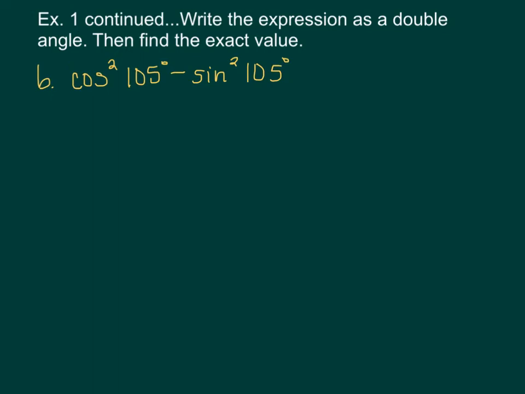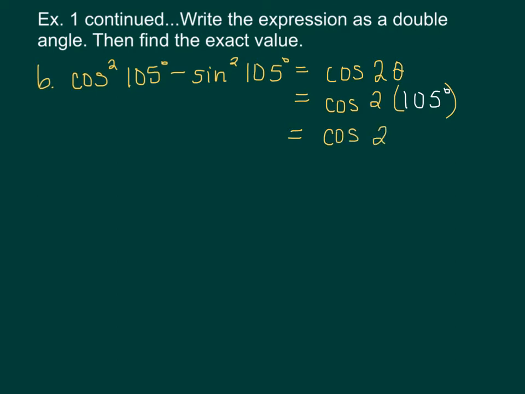Okay, continue with example 1. This is example B. Cosine squared of 105 minus sine squared of 105. That follows the same formula as cosine, or the double angle of cosine. And this time our angle is 105 degrees. So I'm just going to plug that in for theta. And 2 times 105 is 210 degrees.